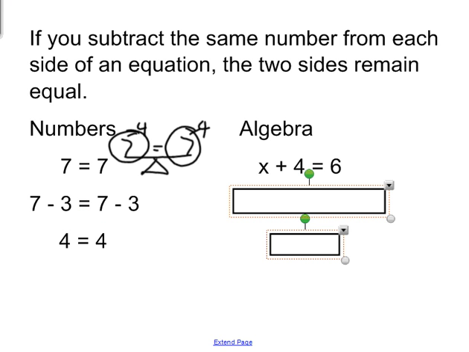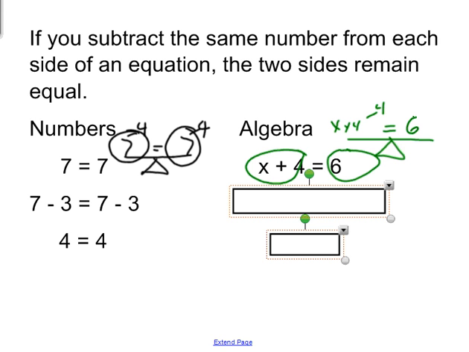Well, think of that in this case where we've got an unknown here. If I want to keep this teeter-totter or equation in balance, whatever I do to this side, I have to do to the other side. So x plus 4, and I'm going to subtract 4 from that side. So I've got to subtract 4 from the other side. These two are inverse operations of each other, so they're going to cancel each other out. And of course, 6 minus 4 is 2.